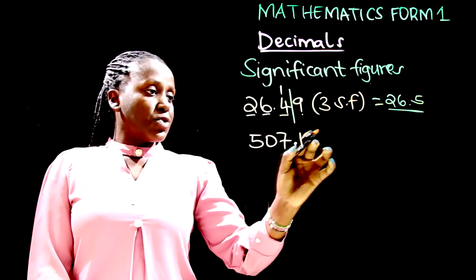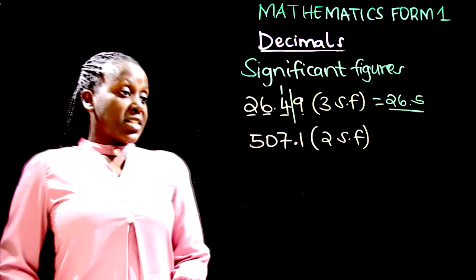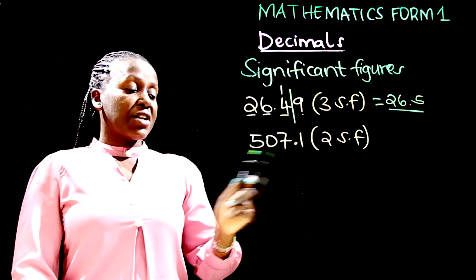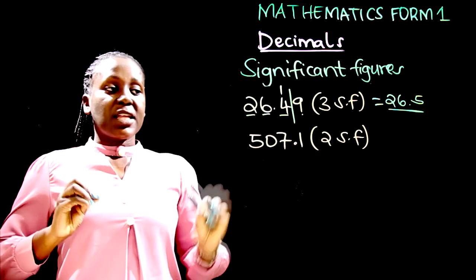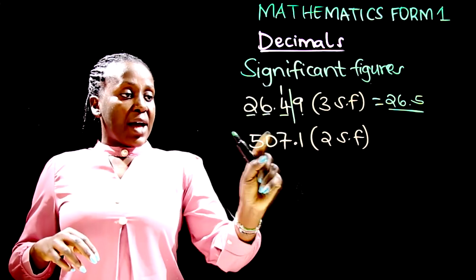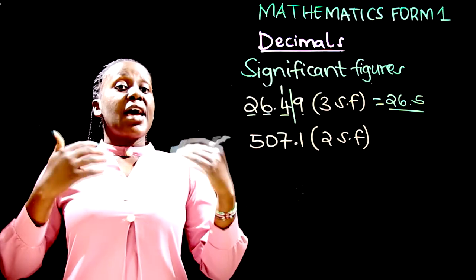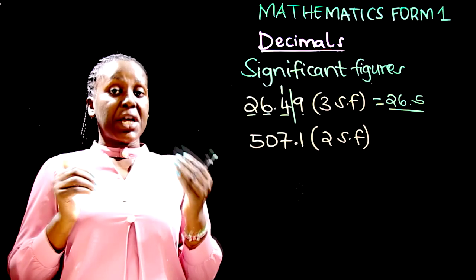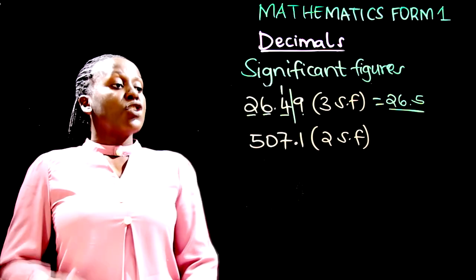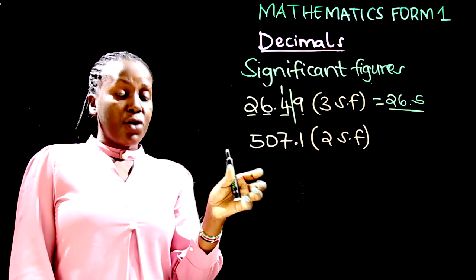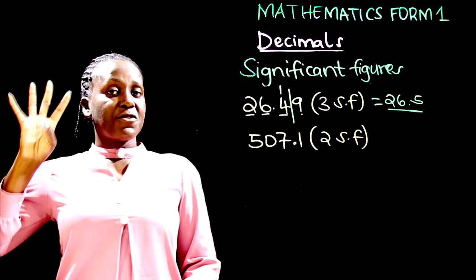507.1 correct to 2 significant figures. So even before we answer it, how many significant figures do we have here? Zeros can be confusing, but if you remember the rules, then it will be very easy. The zero that we have here is in between non-zero digits. And we said any zero that is in between non-zero digits is considered to be significant. So as the number is right now, we have 1, 2, 3, 4 significant figures.